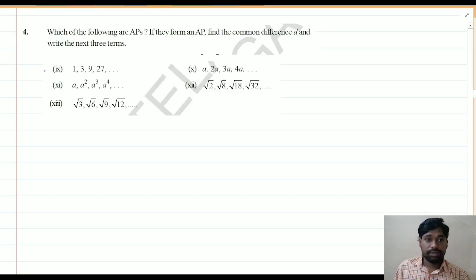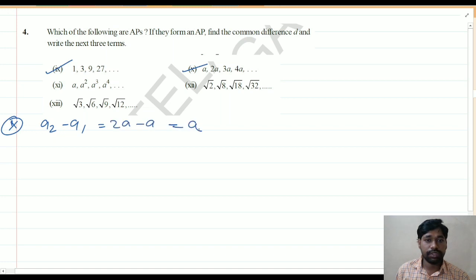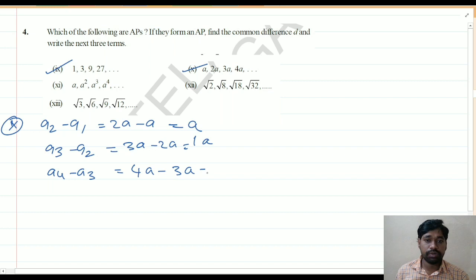For the last 5 questions, try them yourself, and I will tell you the remaining. For the 10th one, A2 minus A1 is 2A minus A, which is equal to A. A3 minus A2 is 3A minus 2A. Simply, 3 chocolates minus 2 chocolates, you remove 1 chocolate and you get 1 chocolate, which here means A. A4 minus A3 is 4A minus 3A, which is equal to A.